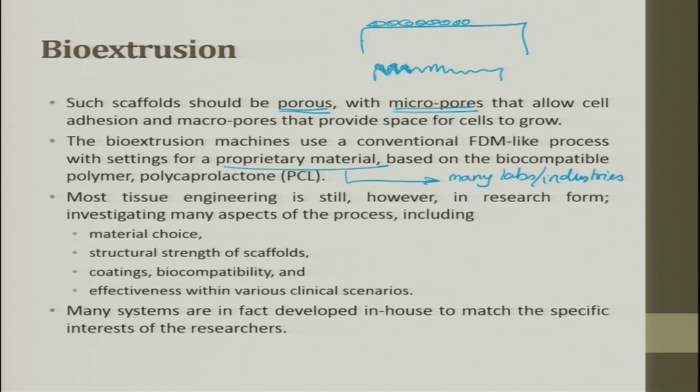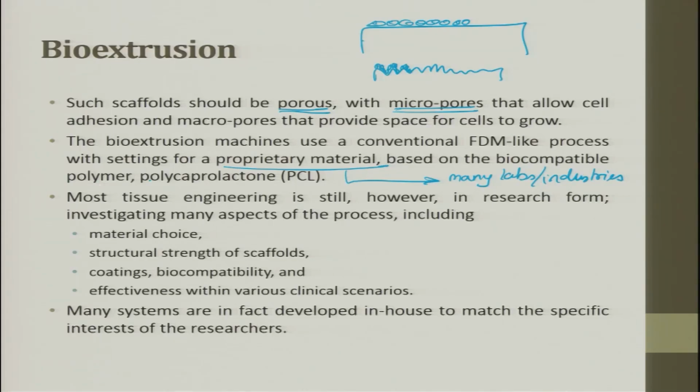You can use light to solidify, you can allow free atmosphere to solidify, you can allow oxidation to happen. So, many materials are getting integrated based on the biocompatible polymer. Polycaprolactone, PCL, is a material which is generally used. Most tissue engineering is still, however, in the research form, investigating many aspects of this process, including material choice. Depending upon the customer requirement, the material choice, the material adding and deleting can be done.